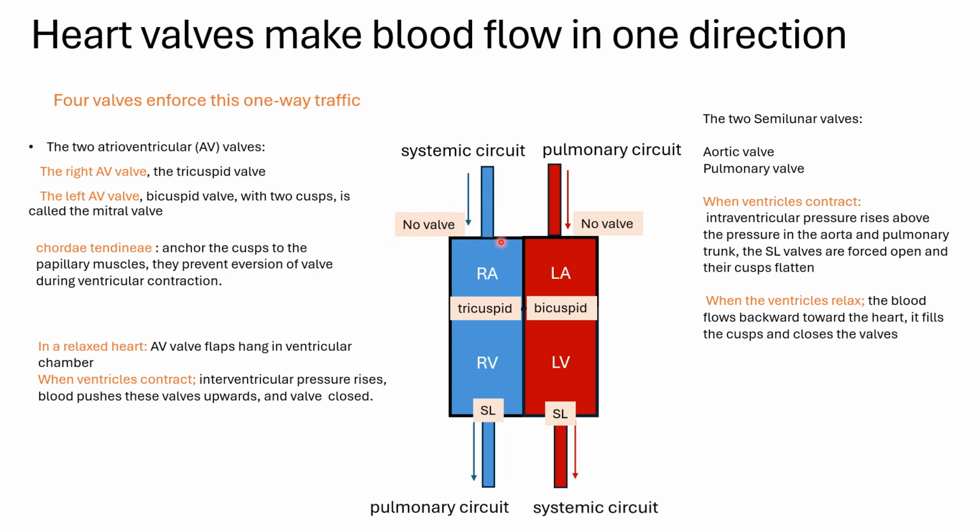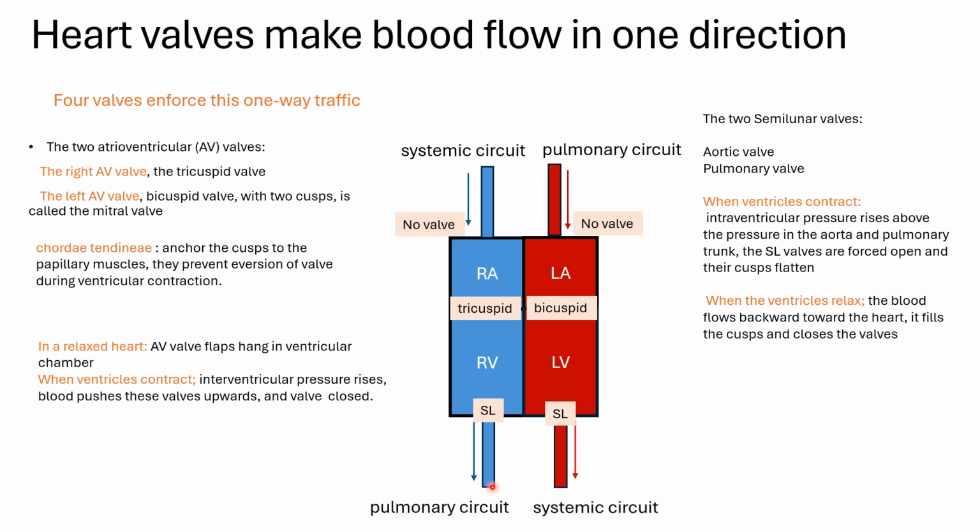There is no valve here where the vein is entering the heart. And then from the right atrium, the blood goes into the right ventricle. Between the right atrium and the right ventricle, there is a valve. That valve is known as the tricuspid valve because it has three cusps or three leaves. Okay, and from the right ventricle, the blood goes into the pulmonary trunk, into the pulmonary circuit. Over here also we have a valve. This is known as the semilunar valve.